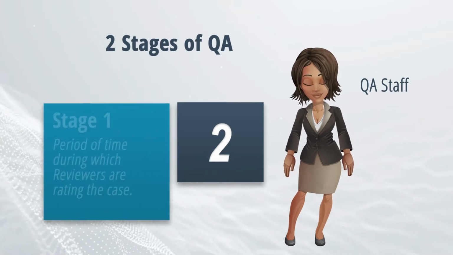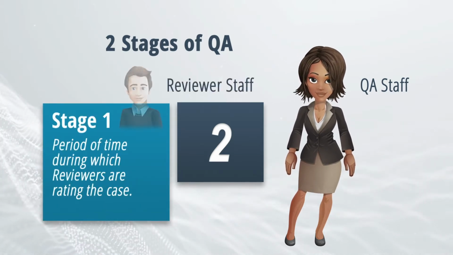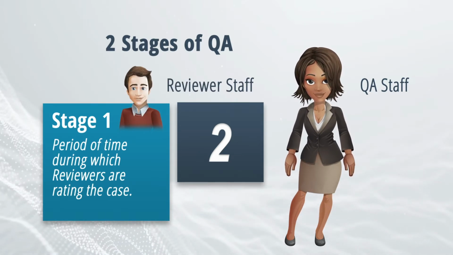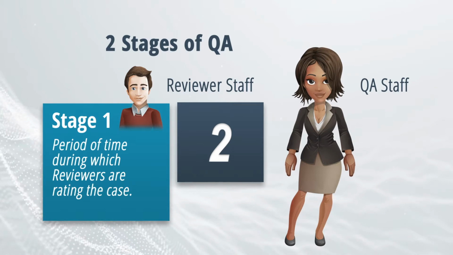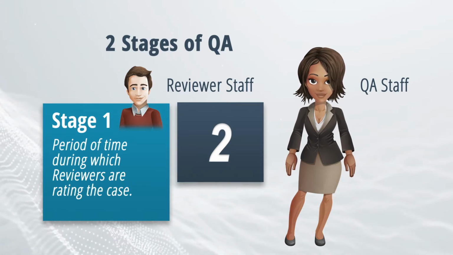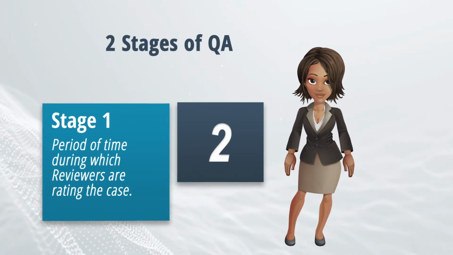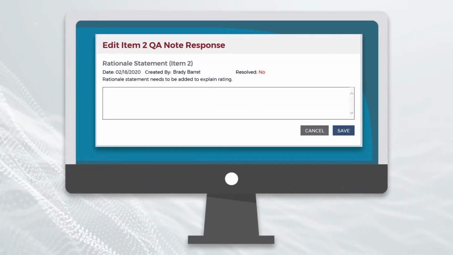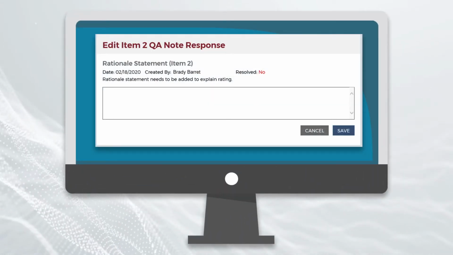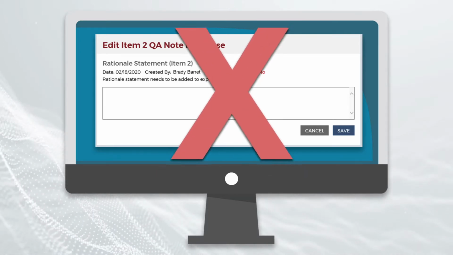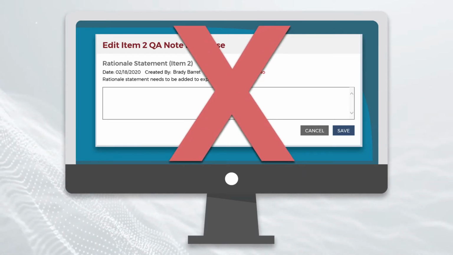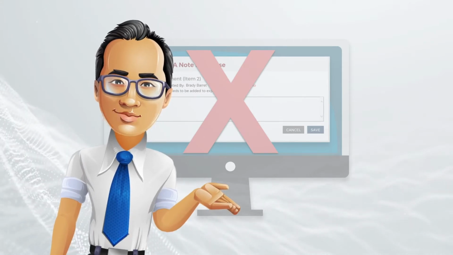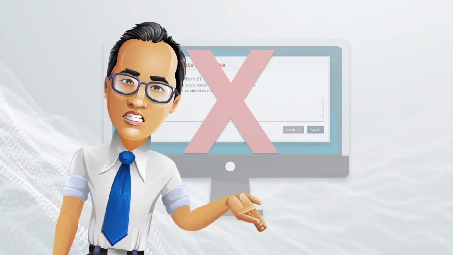Let's talk about the two general stages of QA first. The first of these covers the period of time during which reviewers are still engaged in rating the case. It's an informal stage of QA that typically takes the form of periodic check-ins with reviewers to ensure that everything is going smoothly. It generally will not include any sort of formal review or evaluation of the reviewer's work. In other words, you won't be adding QA notes to the case. Instead, you'll be focusing more on consultation and collaboration with reviewers.